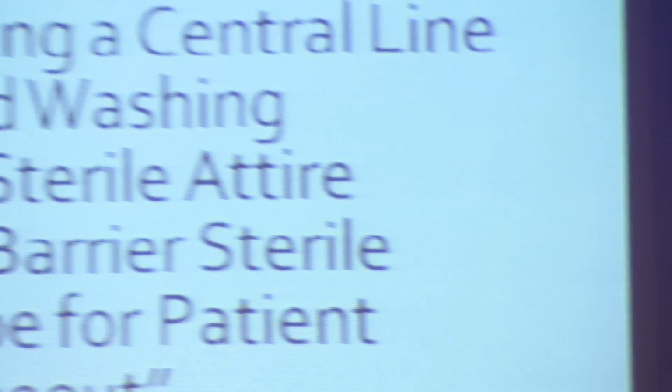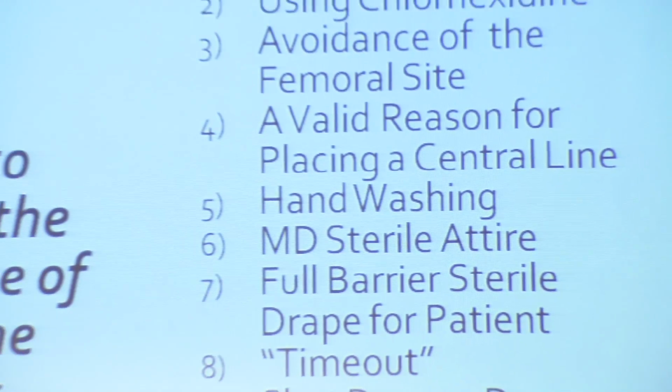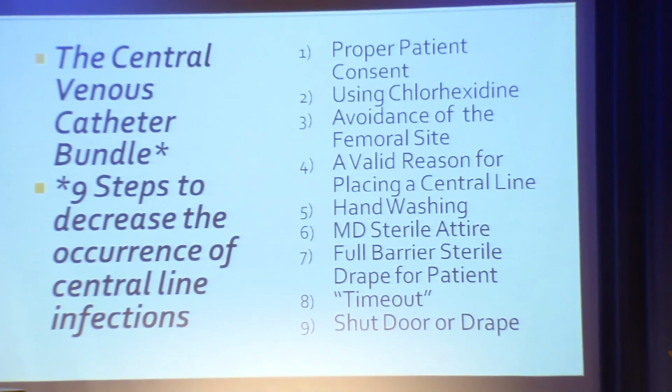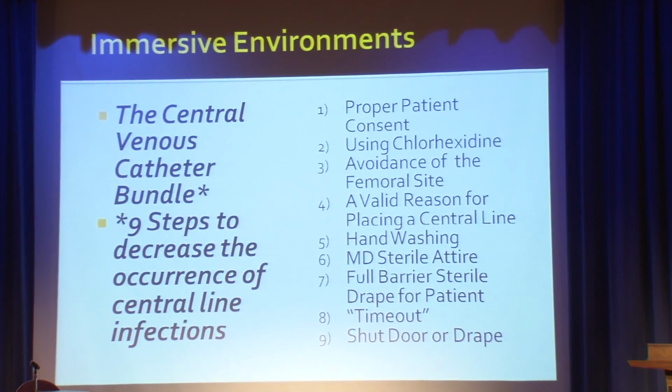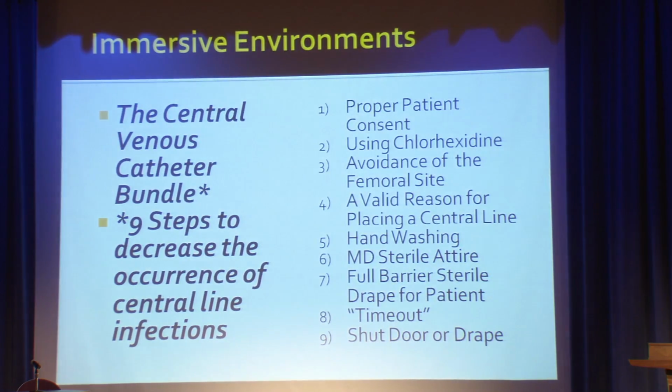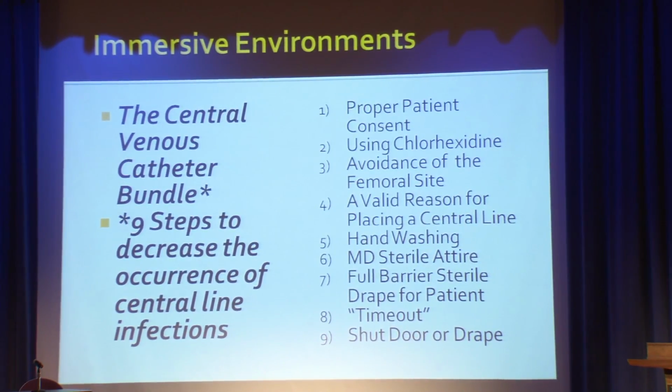Okay, these are the steps. There's 9 steps. This is not brain surgery. It is very simple. You got to make sure they're consented. You have to make sure you use the right disinfectant. You want to avoid the femoral site, which is down by your groin. You need to have a valid line for having a central line.